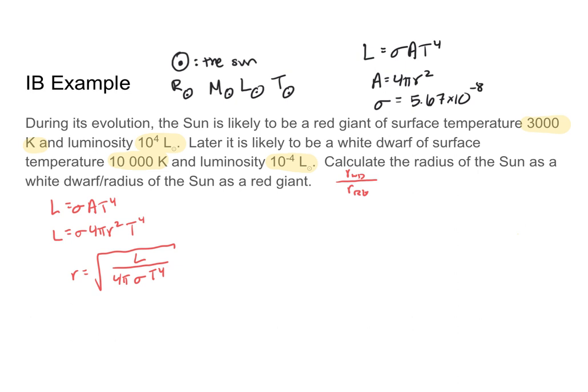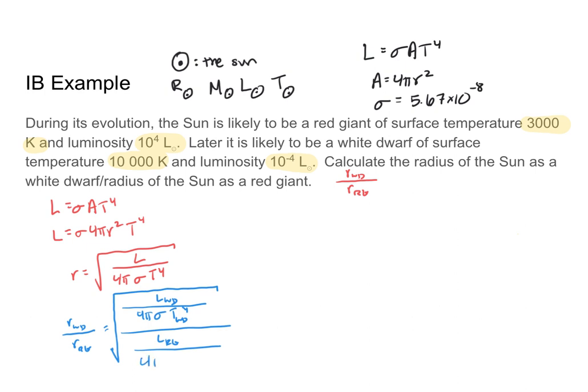Now I'm going to write the ratio for the radius of the sun as a white dwarf divided by its radius as a red giant. Since both of these are going to be under square root signs, I can just write one big square root sign for both. So luminosity as a white dwarf divided by 4 pi times sigma times my temperature as a white dwarf to the 4th. And that's all going to be over my radius as a red giant, which is my luminosity as a red giant divided by 4 pi times sigma times my temperature as a red giant to the 4th power.